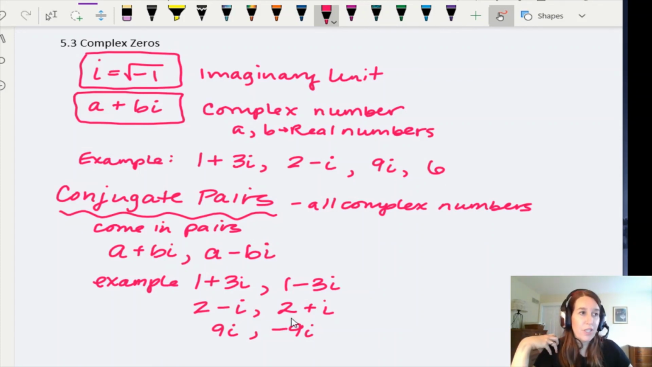We are going to see this in all of the complex factoring that we do. Anytime we get one complex factor, we're also getting the other complex factor.